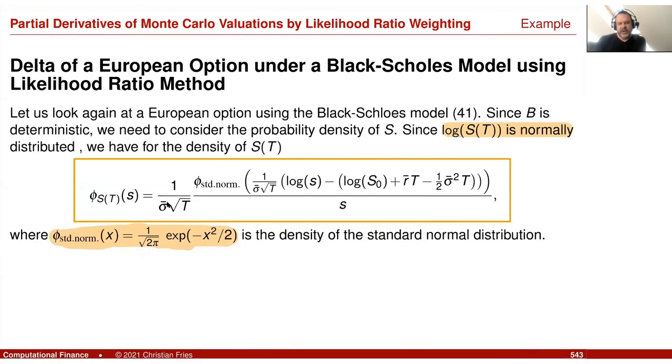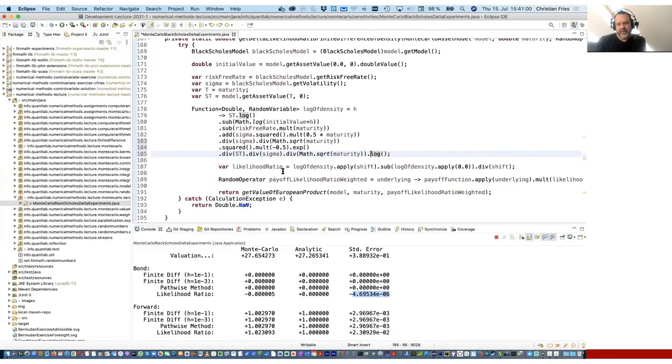And I need the logarithm of the density. So in the end, take the log. Okay, and then I calculate from this function. So this is now a function that has here an h. So the h enters into the initial value plus h. Then I just calculate the finite difference approximation, which gives me the likelihood ratio weight.